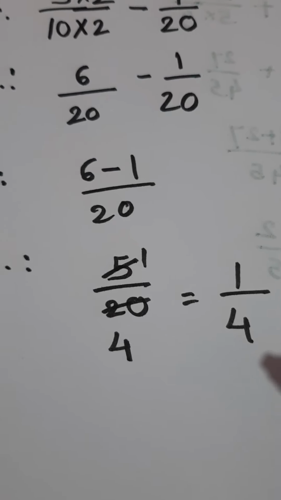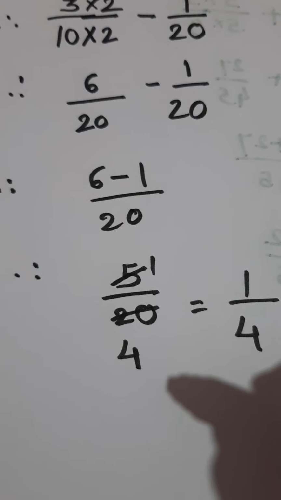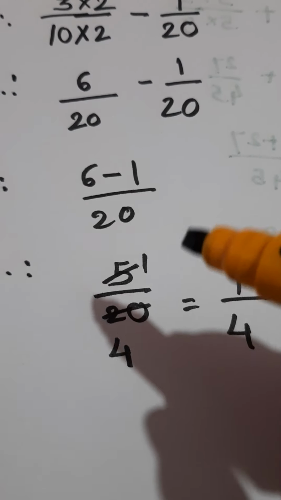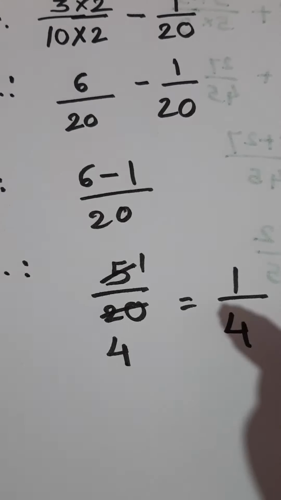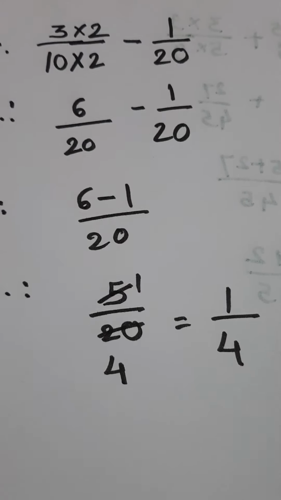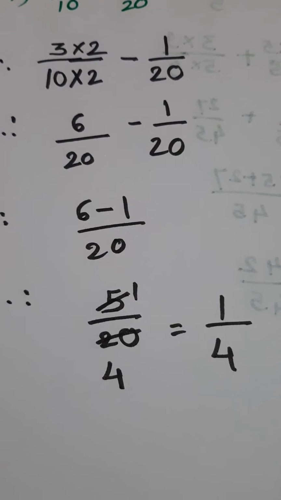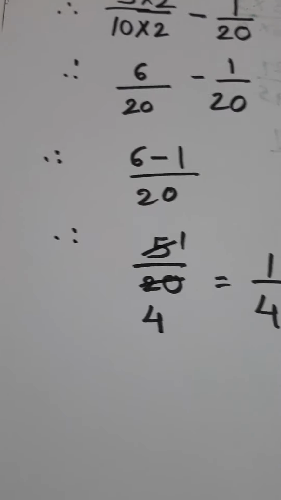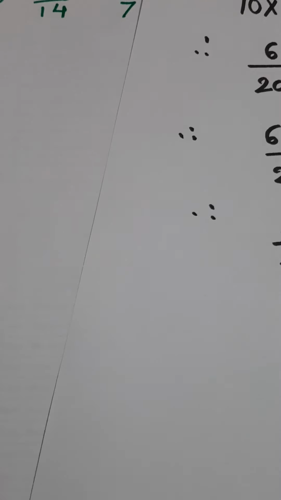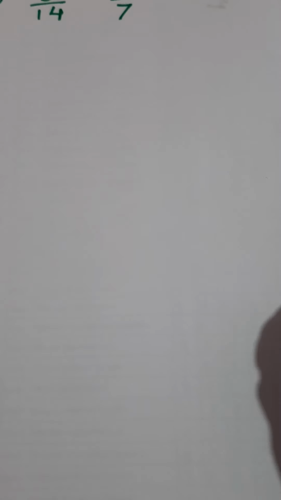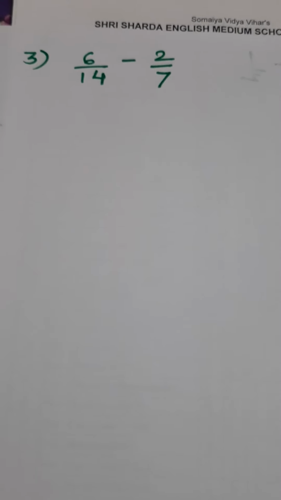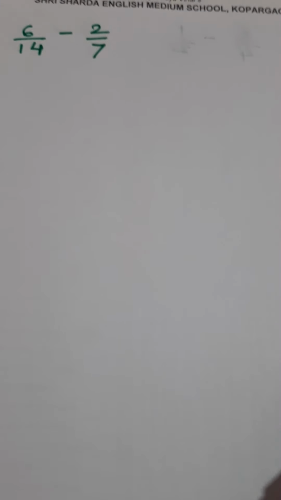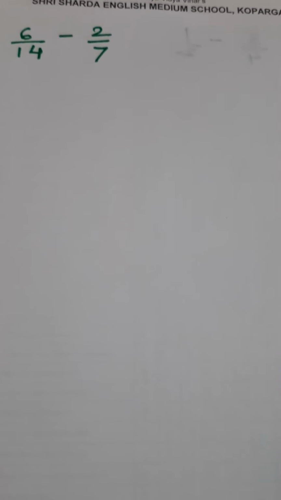But if you want to reduce the fraction, you can do it this way. 5 ones are 5. 5 fours are 20. And the final answer is 1 upon 4. Got it? Like this way we have seen the first subtraction of unlike fractions. Now see the next example.